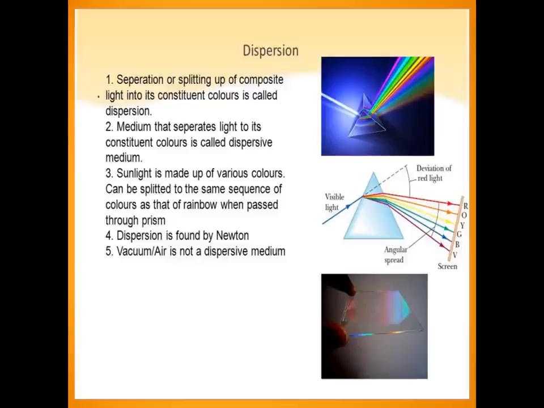Sunlight is made up of various colors. It can be split into the same sequence of colors as that of a rainbow when passed through a prism. Dispersion was found by Newton. Vacuum or air is not a dispersive medium.